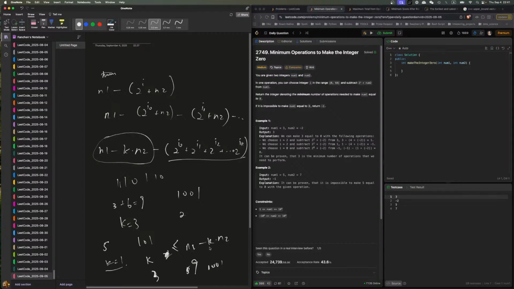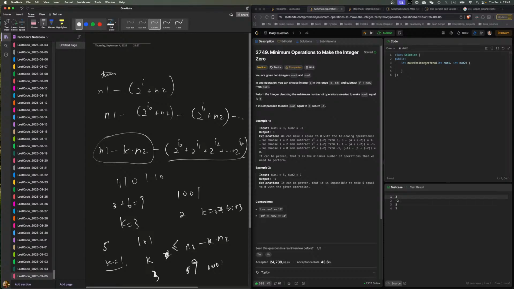So k is larger than the number of bits. The number of bits, right? So k is larger or equal to the number of bits. And if k is equal to the number of bits, yes. If k is larger or equal to the number of bits, right? And then I have the worry that k needs to be larger than the number of bits.